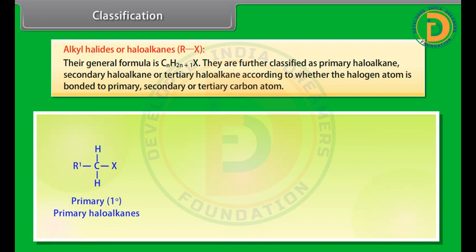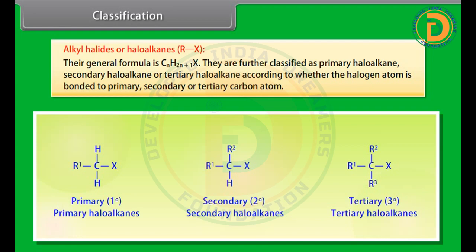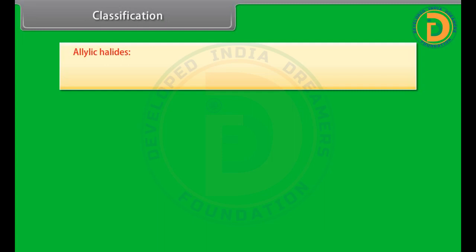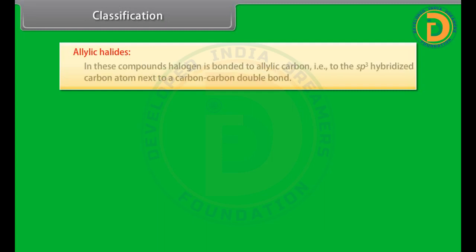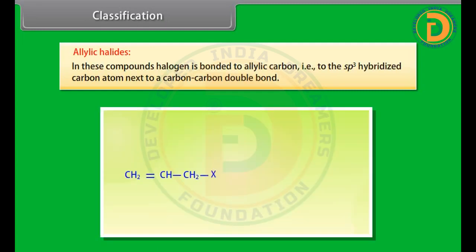They are further classified as primary haloalkane, secondary haloalkane, or tertiary haloalkane according to whether the halogen atom is bonded to primary, secondary, or tertiary carbon atom. Allylic halides. In these compounds, halogen is bonded to allylic carbon, that is, to the sp3 hybridized carbon atom next to a carbon-carbon double bond.